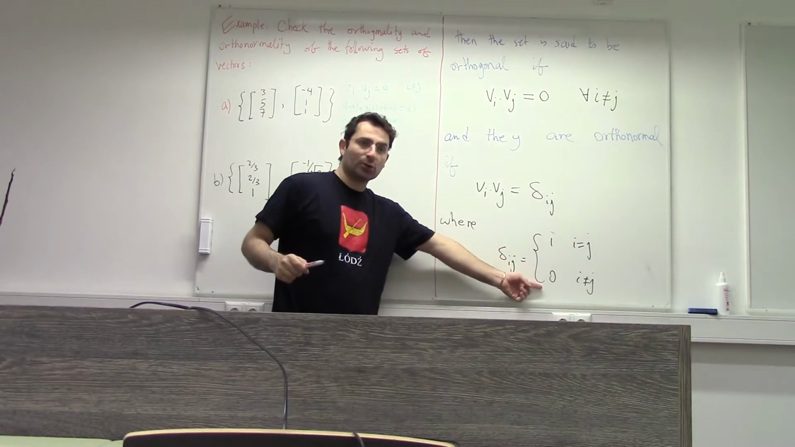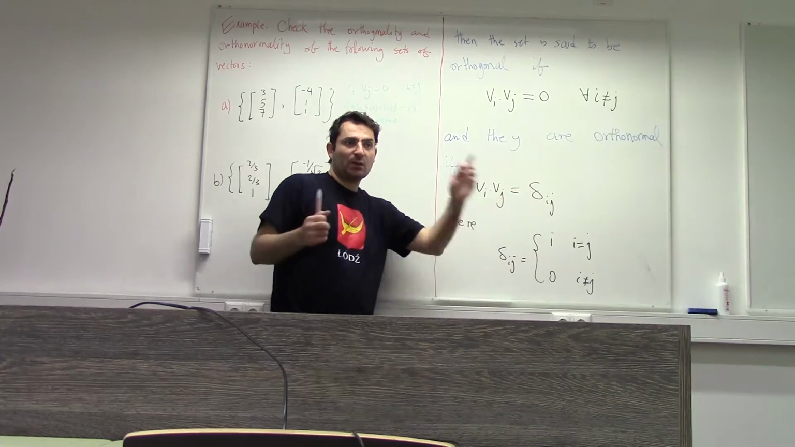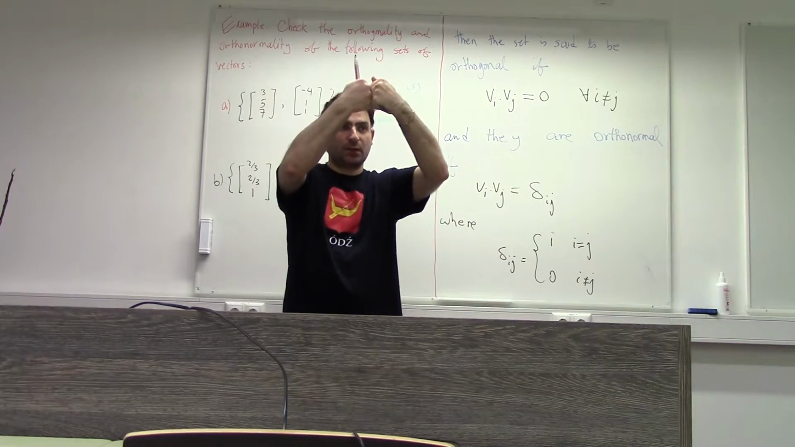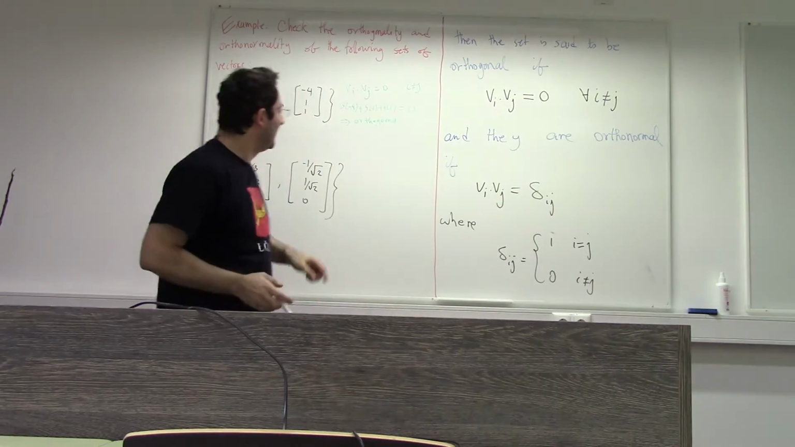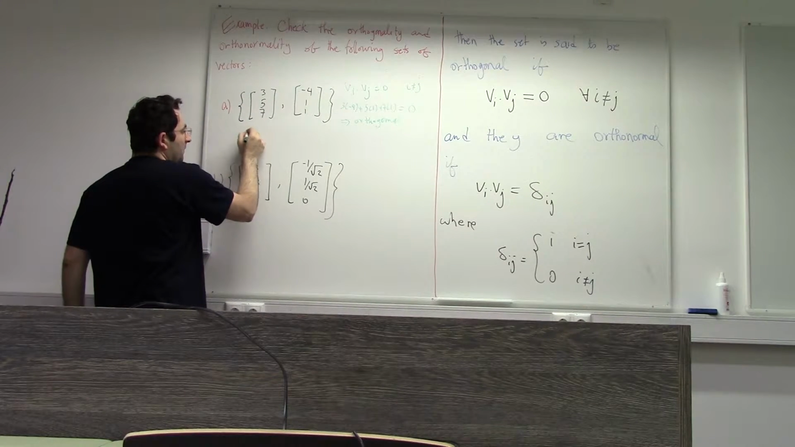Now, what does orthonormality mean? It has to be orthogonal, and if i is equal to j, in other words, if I pick one vector and take its dot product with itself, I have to get 1. Let's see. Let's start from the first one. Let's say v1 dot v1.